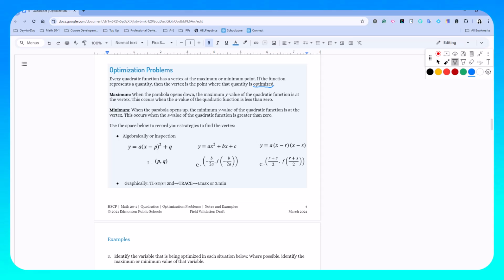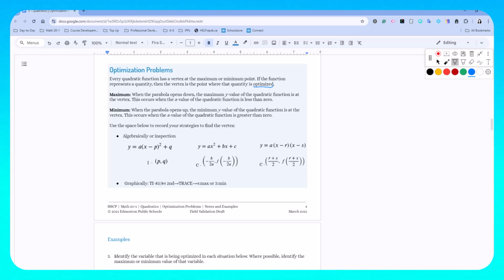And this maximum point, we already know it's when the parabola opens down, and the maximum y value of the quadratic function is the vertex. This occurs when the a value is less than 0. We know all this, and we know the opposite is true for the minimum. It's when it opens up, it has a minimum y value at the vertex. This occurs when the a value is greater than 0.